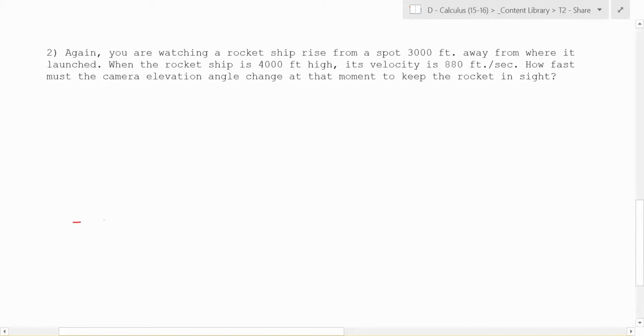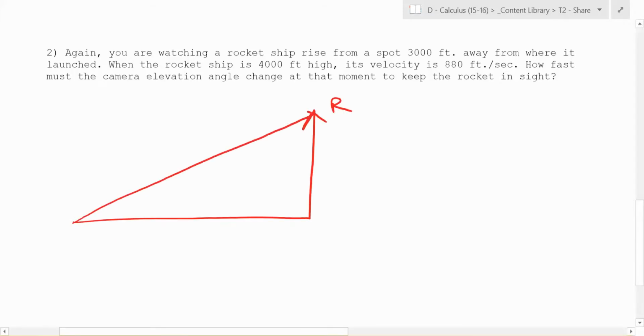You have this right here, and the rocket's going up, correct? There's your rocket. So you're saying that there's this right here. The camera's looking at it. You with me so far?